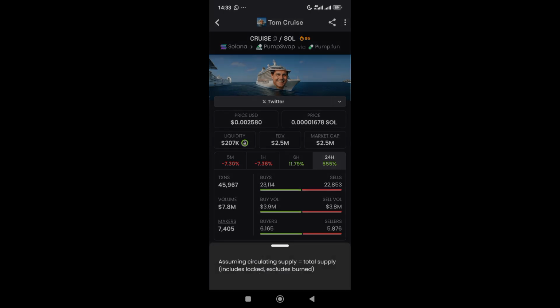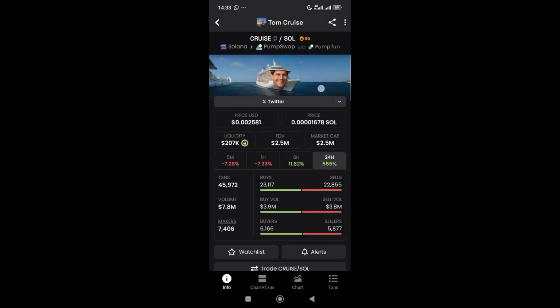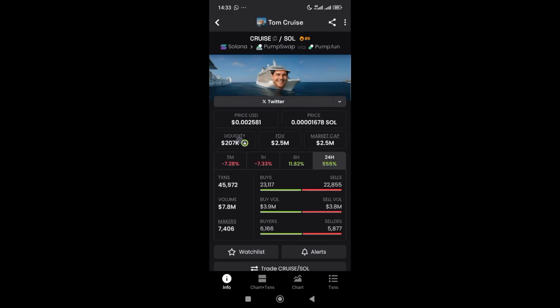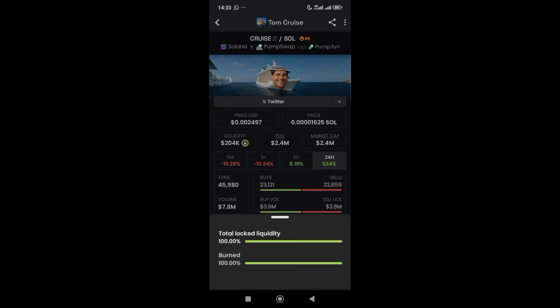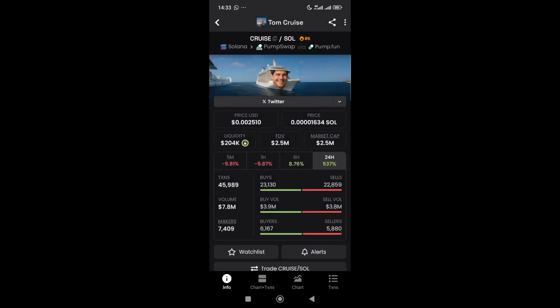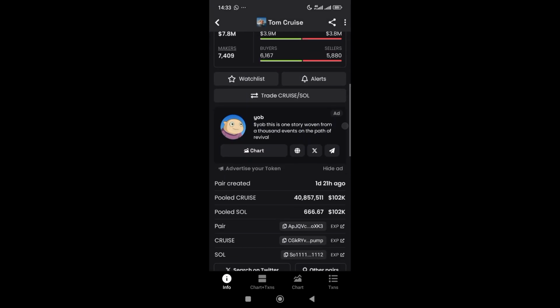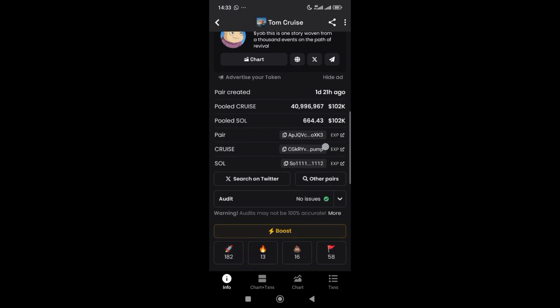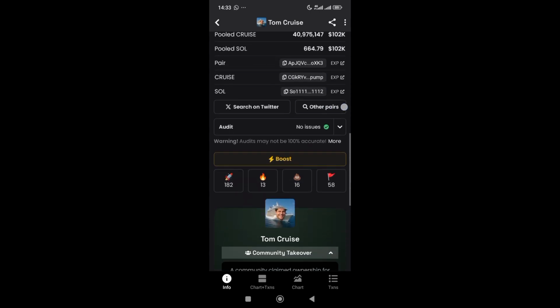Now take a look at this. Any coin without a picture here, please, it's a risky coin. Do not venture into this kind of coin. Then also check the liquidity. Make sure it's locked. Wow, it's already burnt, as you can see, which is good. It's a good sign. I'm just showing you how to know a good coin. Then when you scroll down, this is the contract address if you want to buy it.